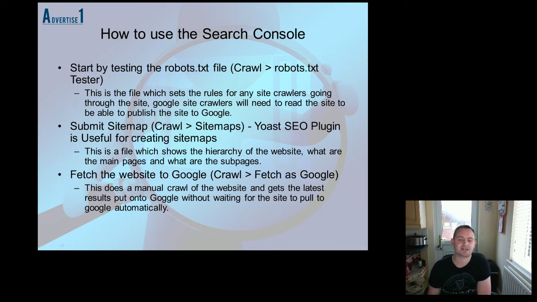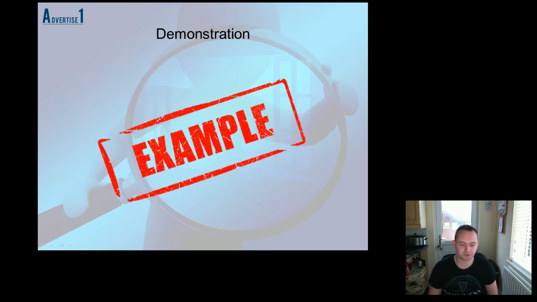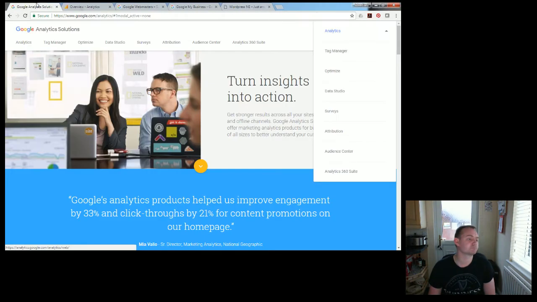page is. And then you can fetch the website to Google with the crawl, and then fetch as Google, which does a manual crawl of the website, and it gets the latest results and puts them onto Google without waiting for the site to pull to Google automatically. So, a quick demo of this one, it's a shorter one, I promise.